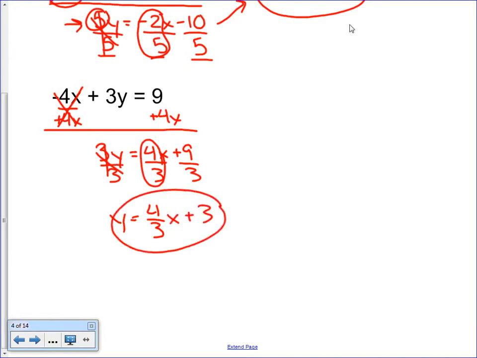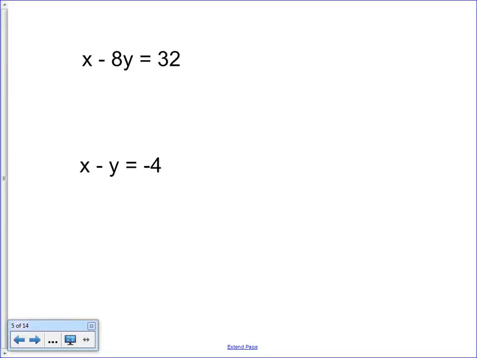And we will leave that just like that. That's in my slope-intercept form. So a few more problems. Again, you want to get them into slope-intercept form.